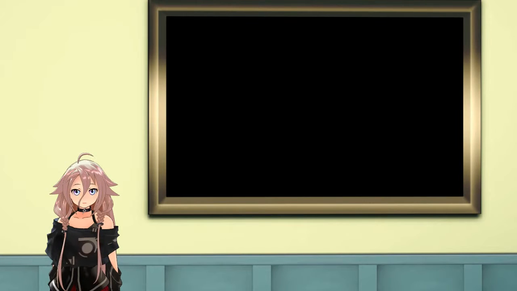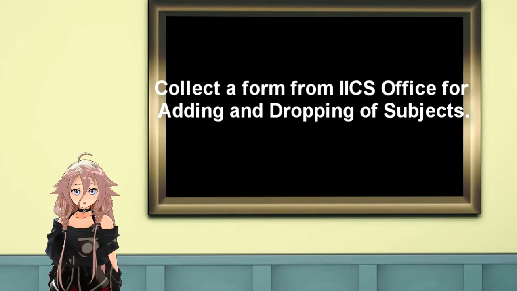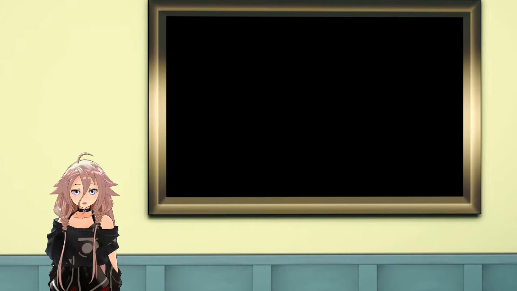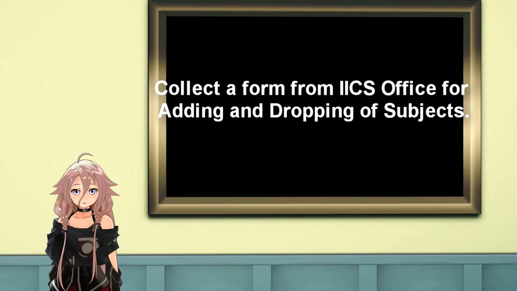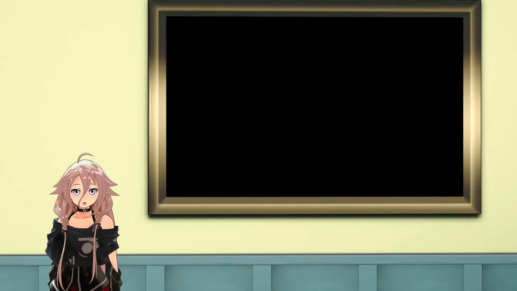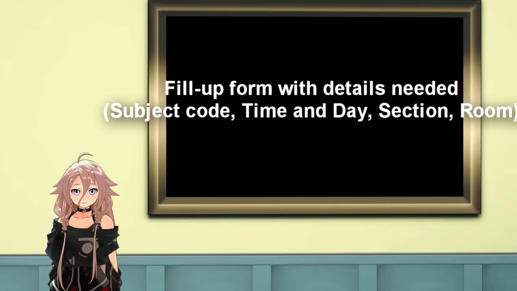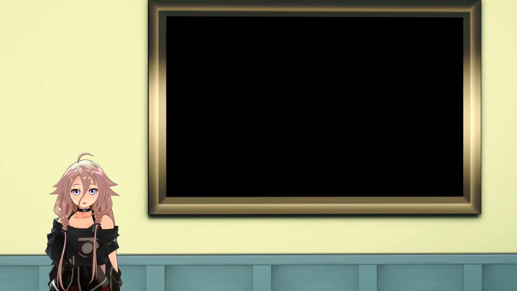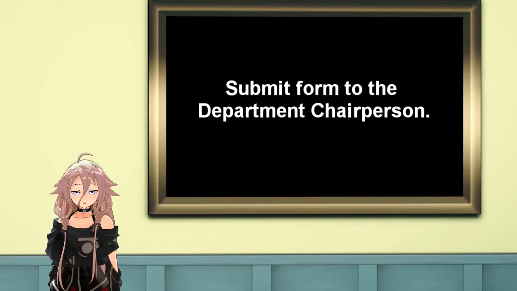Background of the study. So here's the process. First, collect a form from the IICS office for adding and dropping of subjects. Second, fill up the form with the details needed. Third, submit the form to the department chairperson.